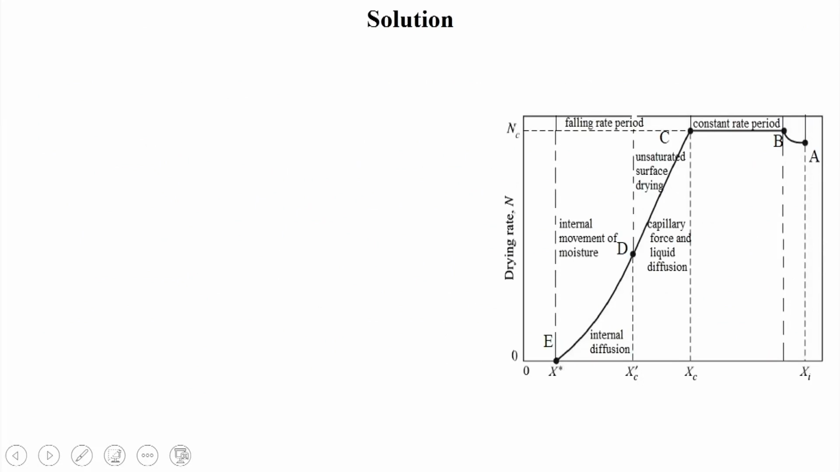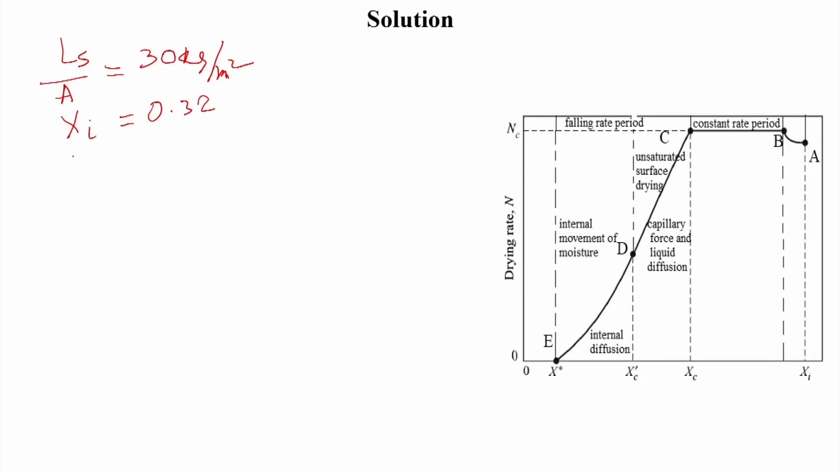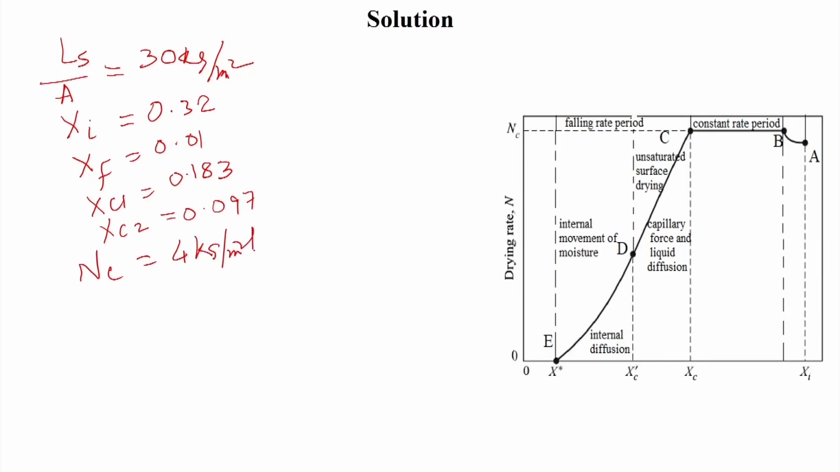We have LS by A as 30 kg per meter square, Xi given as 0.32, Xf given as 0.01, Xc1 as 0.183, and Xc2 as 0.097. Nc is also supplied, that is 4 kg per meter square hour. These are all given in the problem itself.